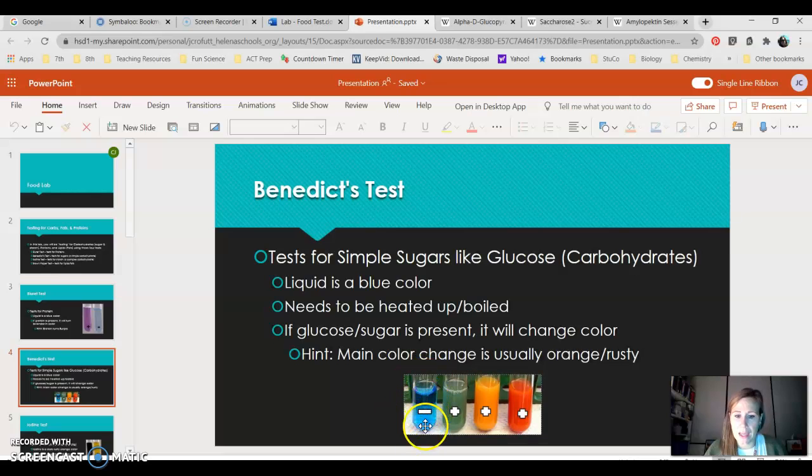If it's negative, it's probably going to stay blue, but after boiling, if it's positive, it's going to start to turn one of these other colors. And make sure you take into account that if your substance is brown and you add the blue to it, that's not a color change. That's just you mixing blue and brown together. So you're going to notice a different color change that comes out of this.